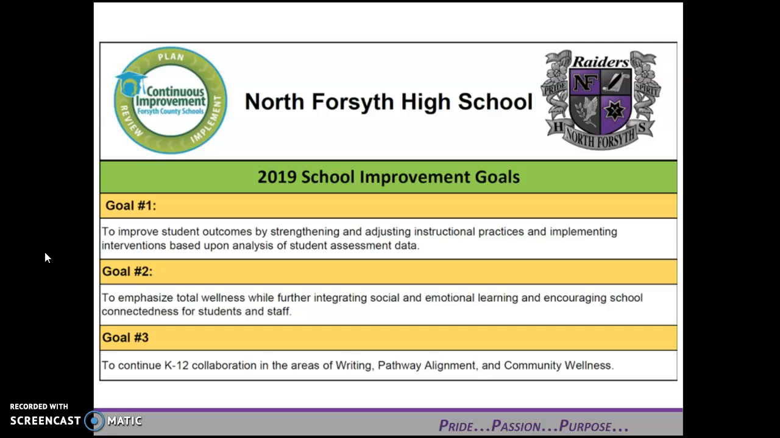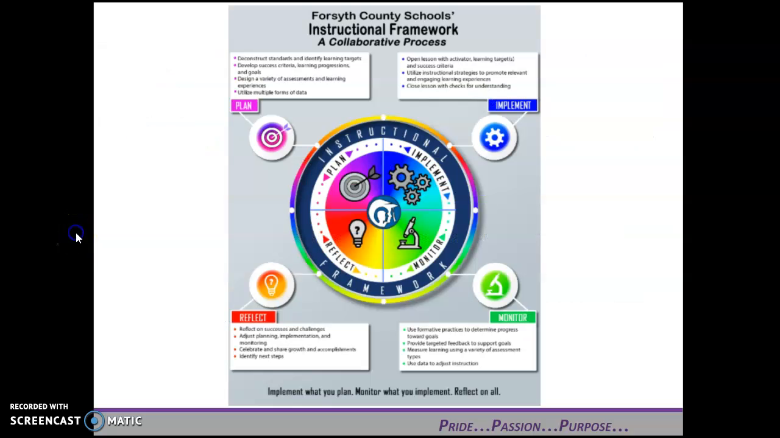As you know, working in content collaboration teams helps us to do the work of Goal Number 1 from the school improvement plan. Goal Number 1 is to improve student outcomes by strengthening and adjusting instructional practices and implementing interventions based upon analysis of student assessment data. So the very first thing that we have to determine is what it is we want students to know, and that way we can adjust our instructional practices and implement interventions based upon the analysis of data that we collect. So that's what we're going to be working on today, again, identifying those essential standards.